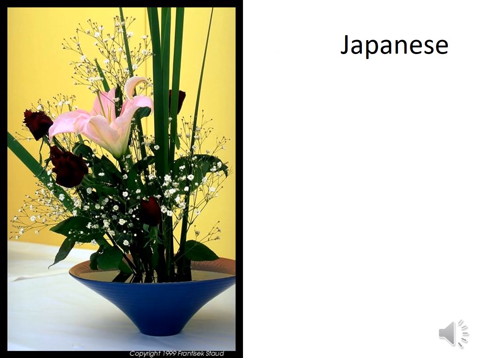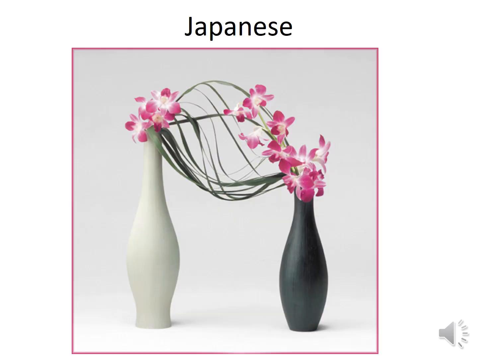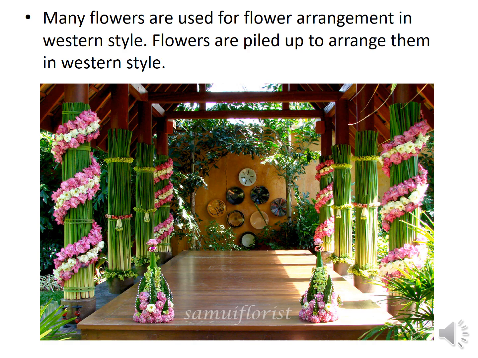You see the examples of ikebana method in different ways. They can also use it in different way. Here you can see the arrangement of flower vase, 2 flower vase arrangement for flower decoration. And now let's discuss about the Western style. Western style is a little bit different. Their arrangement is a little bit different.